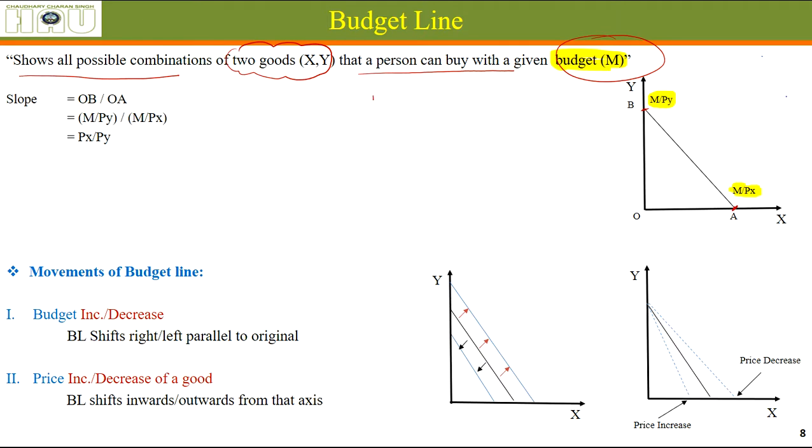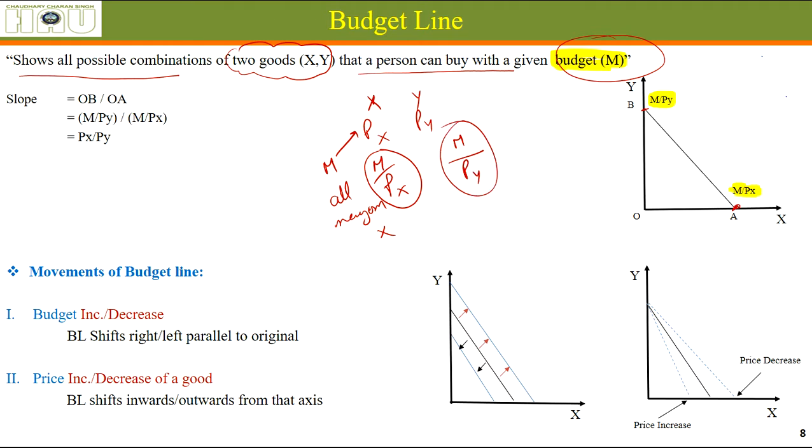Let's say these are two goods, X and Y. The price of X is Px and the price of Y is Py. If we spend all our money on X, how much quantity can we purchase? The quantity we are able to purchase is M by Px. Similarly, if we spend all our money on Y, we are able to purchase M by Py. So these are the two points. You must know OB is equal to M by Py and OA is equal to M by Px.